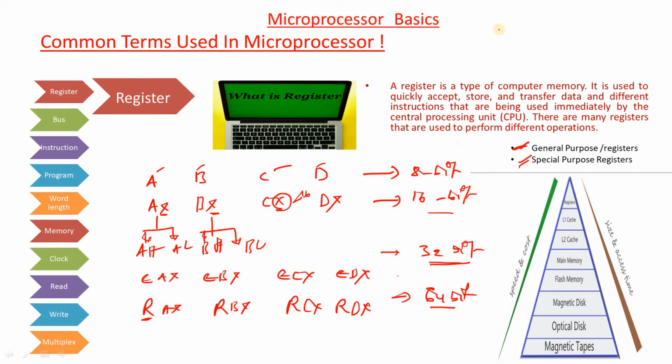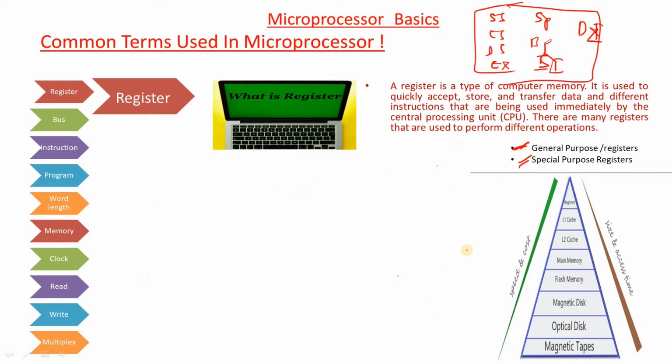Next one, special registers. Special registers are represented with segment registers, that means stack segment, code segment, data segment, extra segment, like this. Then the pointer registers, stack pointer or base pointer, and the index registers, that means SI register, DI register, like this. We are going to classify registers into two categories.